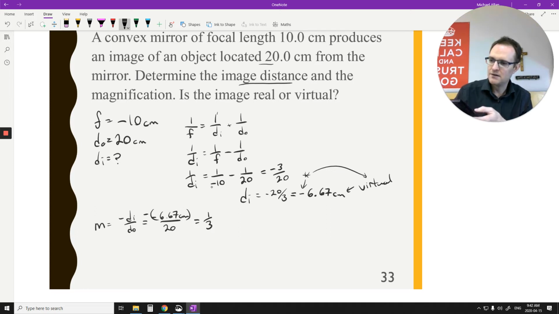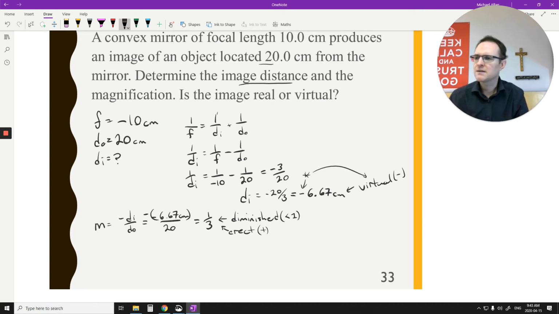And I get, I guess I can do this as a fraction in this case, 1/3. So this is telling me that this is diminished. It's less than 1. And it's also erect because it's a positive number. Right? I'm just going to put some little explanations there. I think that's all we needed to figure out. Cool.